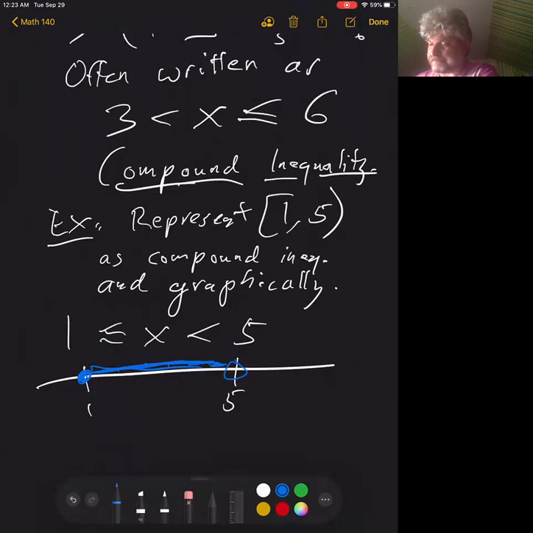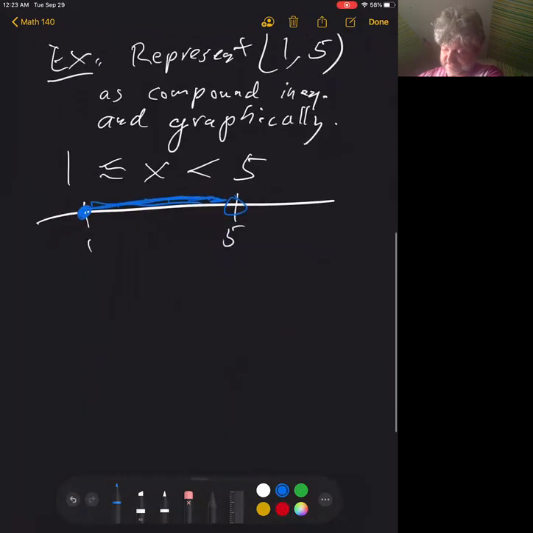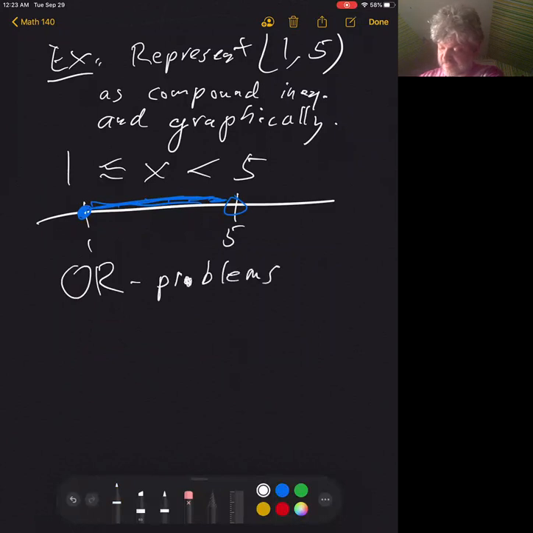Okay, since I've talked about "and" problems, what about "or" problems? For example, x less or equal to 2 or x greater than 4. Represent graphically.